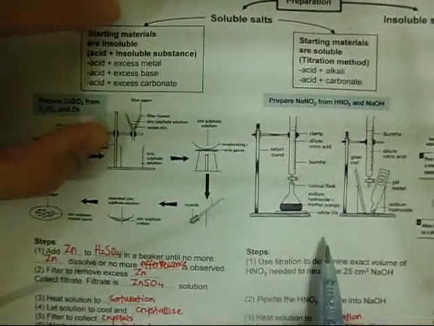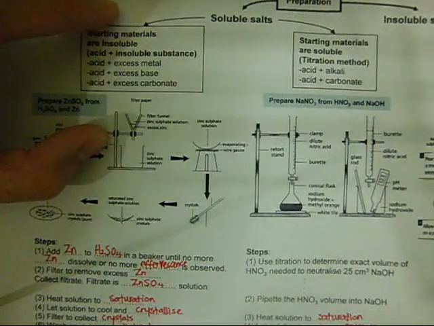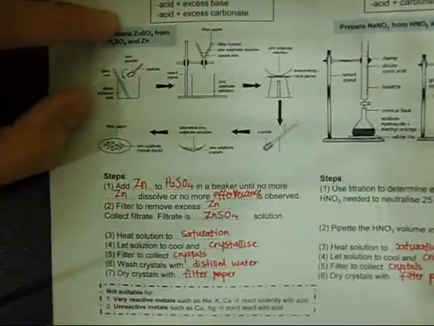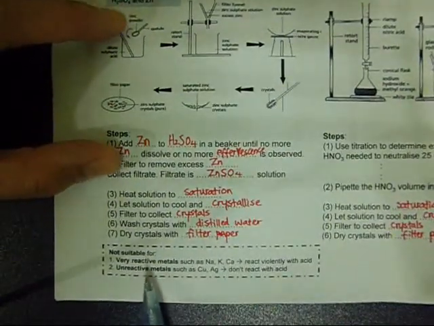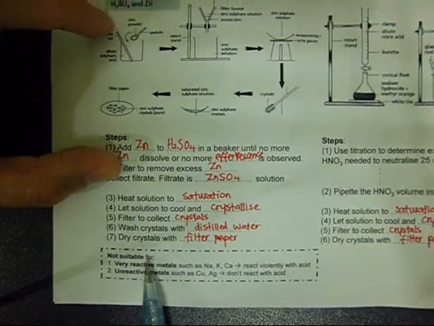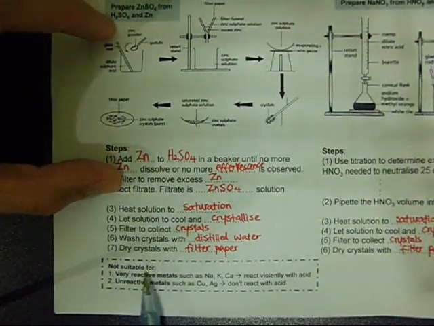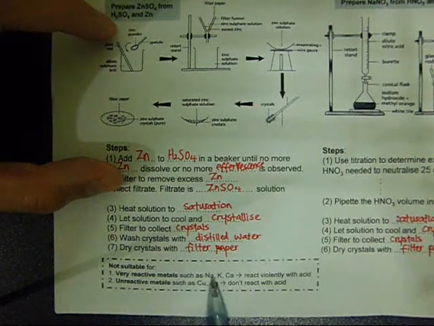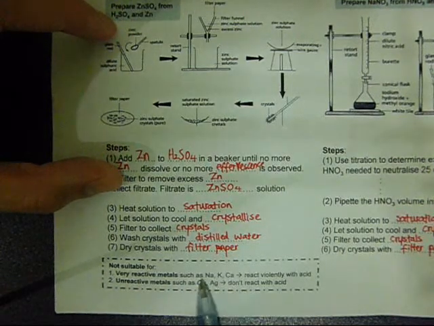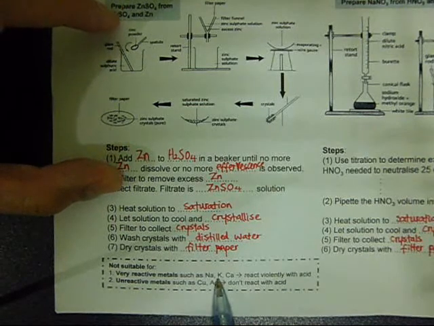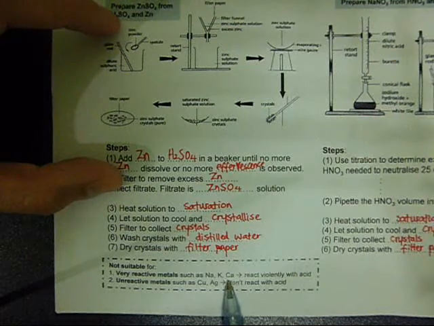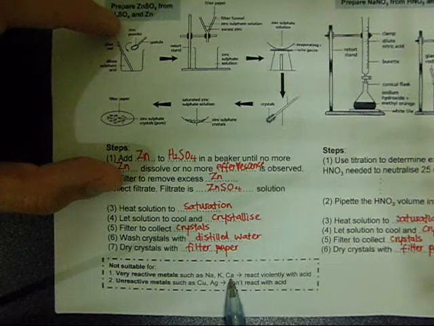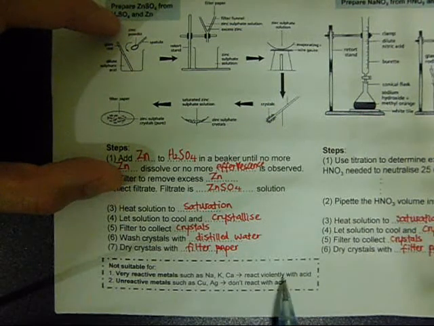For the titration method, you can refer to the video to find out the steps. Now for this acid plus insoluble substance method, you have to take note that it is not suitable for very reactive metals such as sodium, potassium and calcium. So these three metals we cannot add to the acid. Why? Because these three metals are very reactive. When we add them to the acid, there might be explosions because they react violently with the acid.